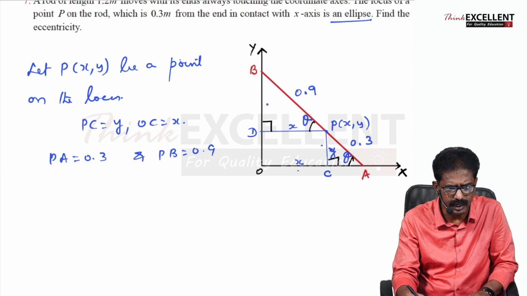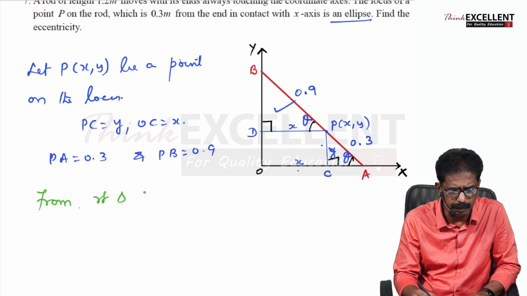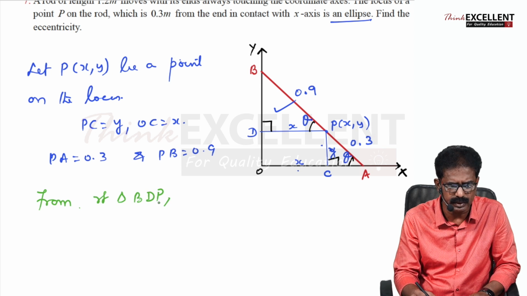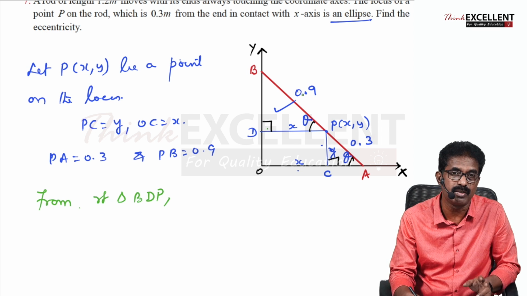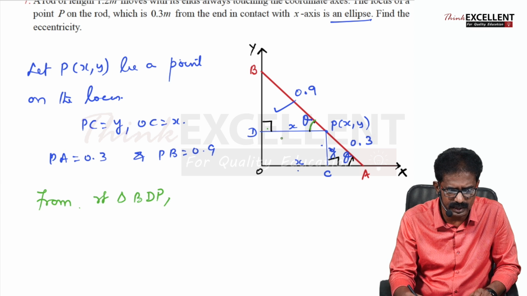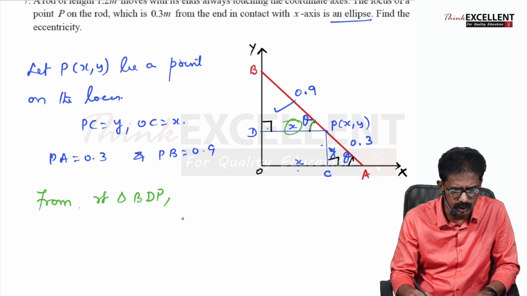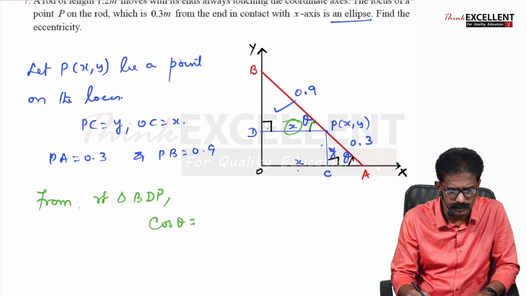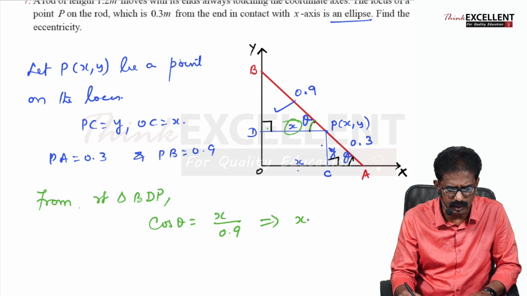Okay. Now I'm taking this triangle. From the right triangle BDP, see which ratio you can take, sine or cos. You see, opposite the 90 is 0.9, that is the hypotenuse. This angle is theta. Theta's adjacent side is x, right? So adjacent and hypotenuse, so you find cos theta from here. You can write cos theta is equal to adjacent side by hypotenuse, so x by 0.9. Okay. If you cross multiply, what do you get? x is equal to 0.9 cos theta.